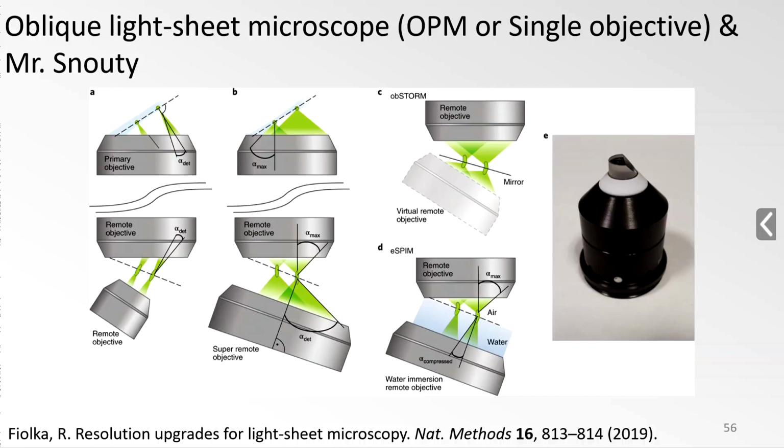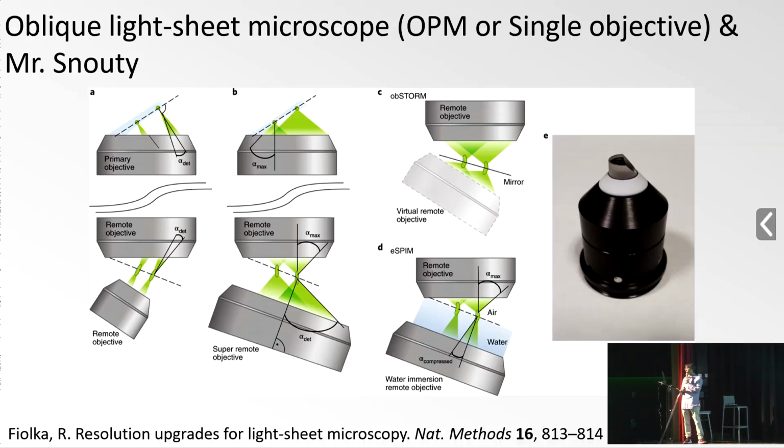If you have a virtual mirror here that can tilt this cone, then you can collect all the angles here. Then you don't lose the NA. You can keep the resolution. But in the end, what people invented is, for example, putting a water medium here that can squeeze this cone, and now you can collect all these angles here. So you don't lose the NA, so basically you don't lose the resolution.